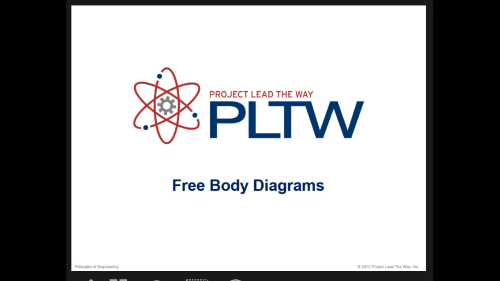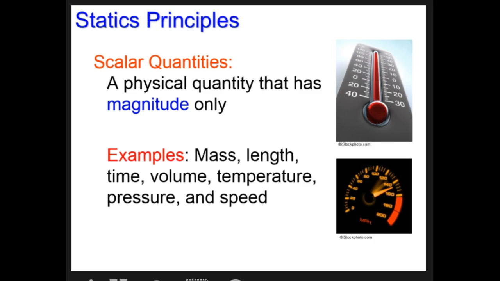The first thing we need to talk about is the difference between scalar quantities and vector quantities. A scalar quantity is anything that has only magnitude, so only a number value. I think temperature is the best example of this. If I say it's 50 degrees, there's no direction that goes with that. It's just 50 degrees. The same thing with time. If I say something takes 5 seconds, there's no direction with it. So be sure to write down that this has only magnitude. That means just a number. And here's some examples. Write those down.